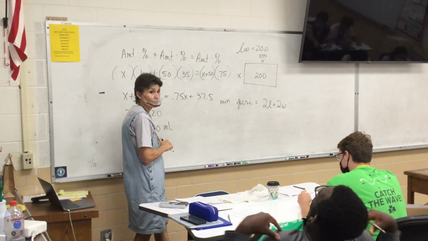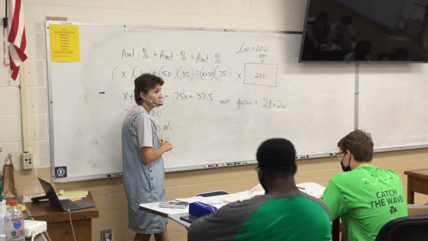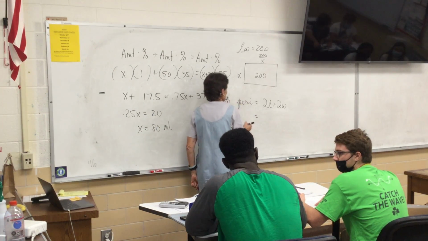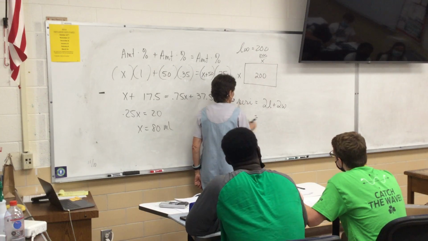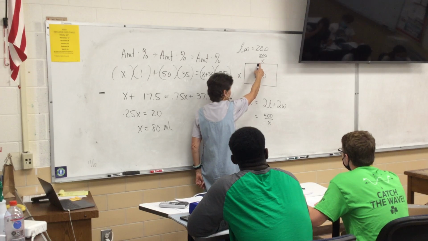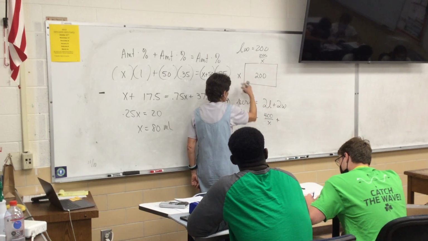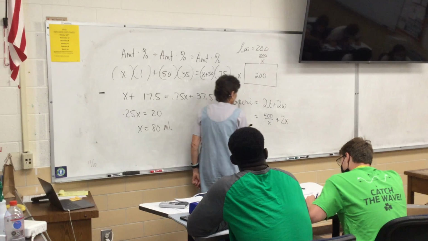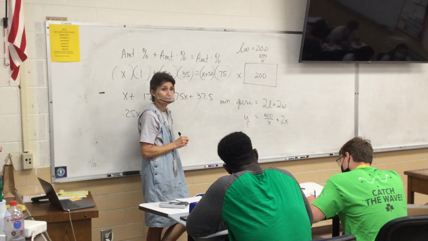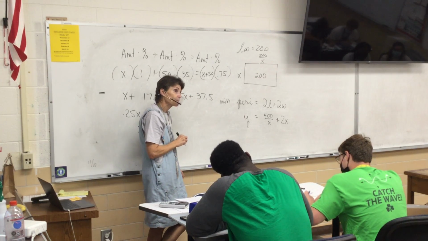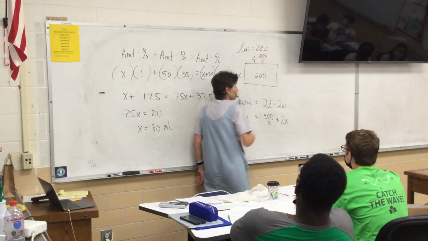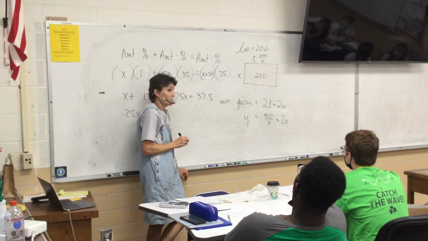That looks pretty good, doesn't it? So now I can do my perimeter. 2 of my lengths would be 400 over X, 2 of those, plus 2 of these. And that's my perimeter, that's my Y that I'm trying to minimize. Why did you put 400 over X? Because when you multiply by 2, you're multiplying by 2 over 1. Right?